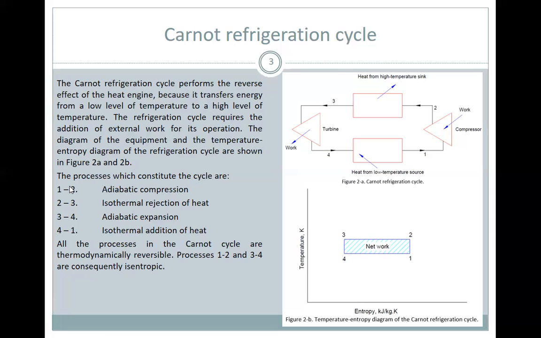So the processes which constitute the cycle are 1 to 2. So from thermo, 1 to 2 compressor is adiabatic compression. 2 to 3 isothermal rejection of heat. 3 to 4 adiabatic expansion, and 4 to 1 is isothermal addition of heat. All the processes in the Carnot cycle are thermodynamically reversible. Process 1 to 2 and 3 to 4 are consequently isentropic.